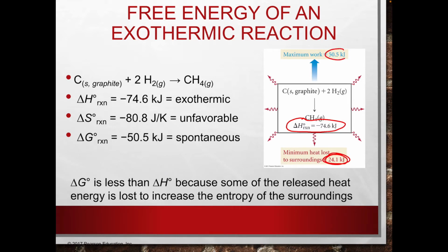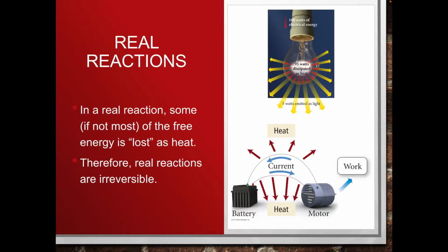So the maximum amount of work does not equal the heat released from the reaction, because only some of it is available to do work. Some of it will just be lost as heat. That is why we're seeing this difference in energy, because some of it's being lost as heat to increase the entropy of the surroundings. So in a real reaction, a lot of that free energy that we calculate is not even available to do work. Even though the free energy already takes into account some of the energy being lost, even more of it beyond that is being lost as heat.